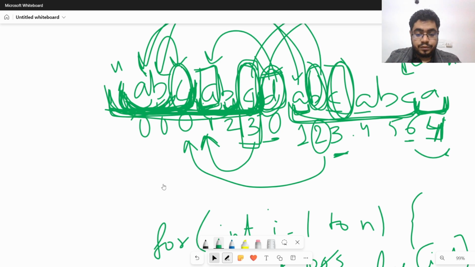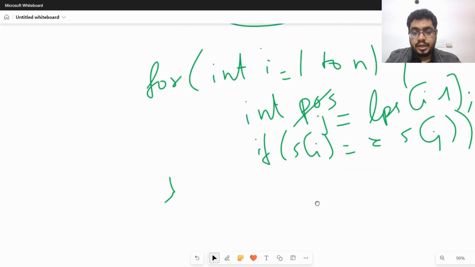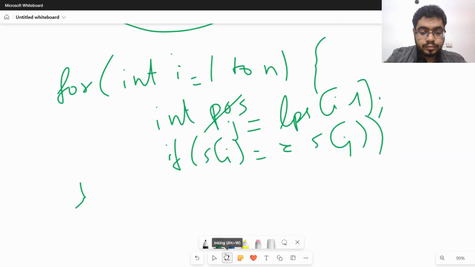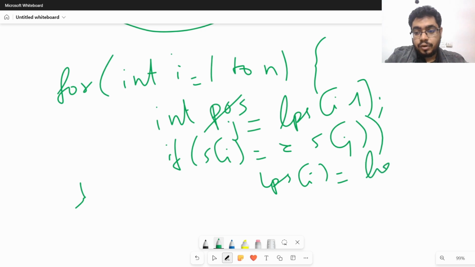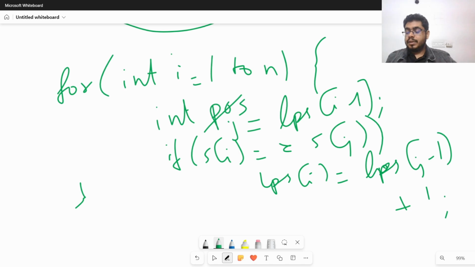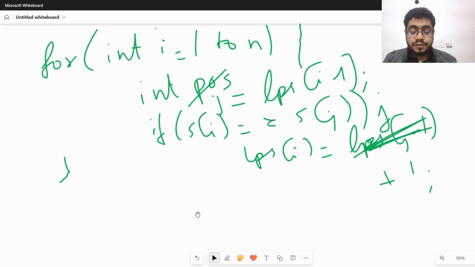So if my s of i is equal to s of j, then I'll directly say my LPS of i equals LPS of j minus 1 plus 1. Sorry, not LPS of j minus 1. We have put it in j, right? So simply j plus 1. Cool. So this is the first if case: if the new character is the next character in line, I can simply do, if s of i is equal to s of j, LPS of i is j plus 1.